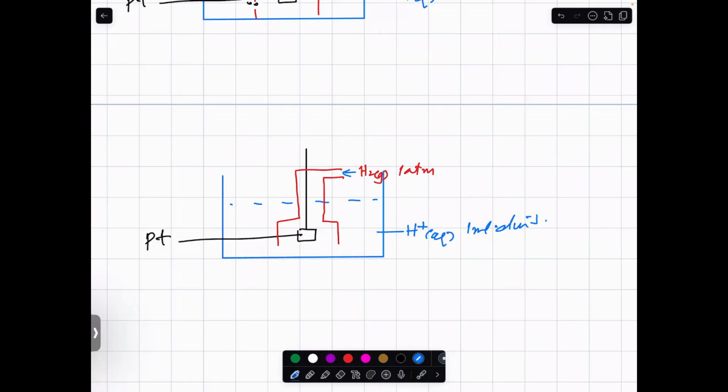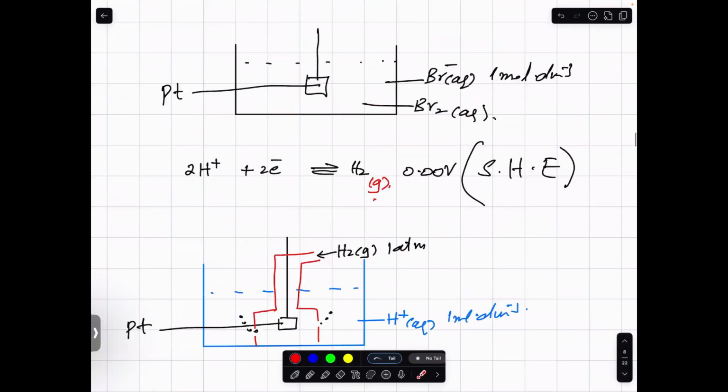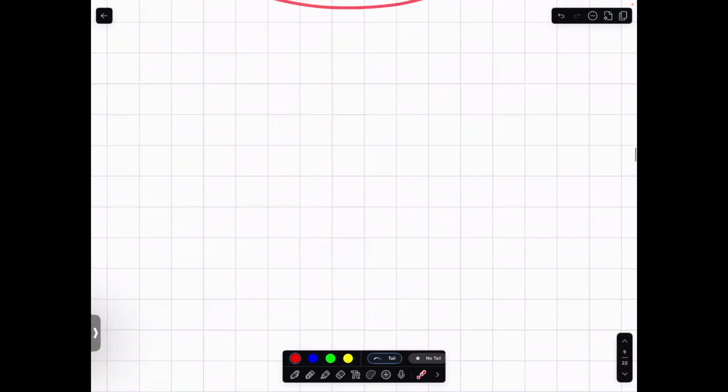It's platinum. So this is hydrogen gas. This is hydrogen ion. They're in contact with the platinum. The reaction will occur depending on the other half cell. This is just one half cell. Right? We are drawing a half cell.